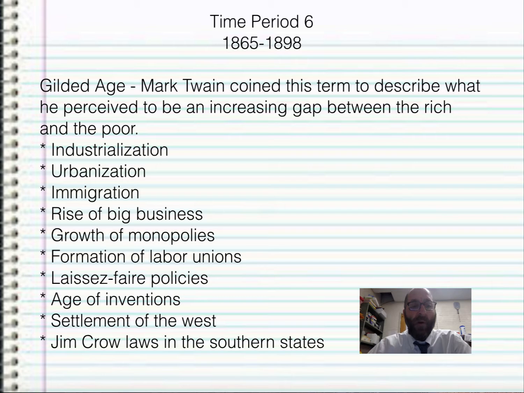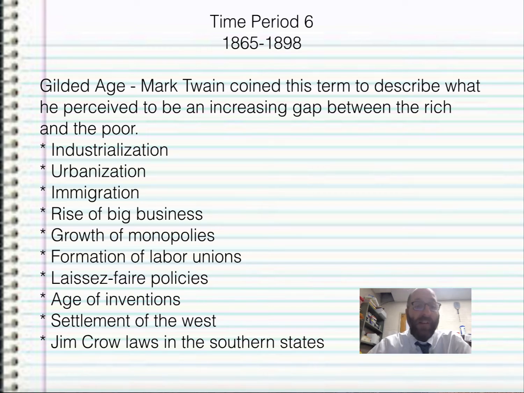There's an increase in immigration to the country. People like Rockefeller, Carnegie, and J.P. Morgan will be these big businessmen. Some of them formed monopolies, which is during this time period. Workers felt as if they were being mistreated, so they created labor unions. The general principle of the government was laissez-faire, hands-off, limited involvement, very little regulation.